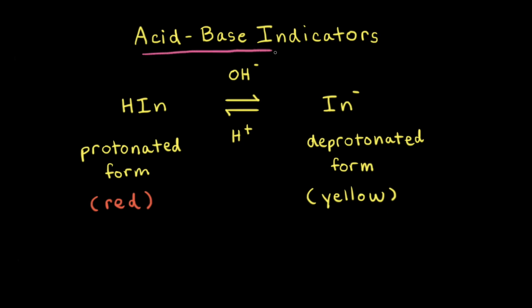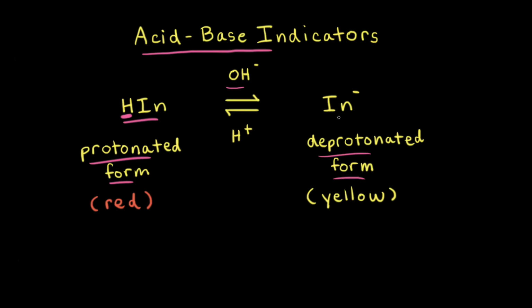Acid-base indicators are used in titrations to determine when the equivalence point is reached. Let's look at a hypothetical indicator. In the protonated form, the indicator has the formula HIN, so this would be the acidic proton on this protonated form. When base is added, the protonated form is converted into the deprotonated form.